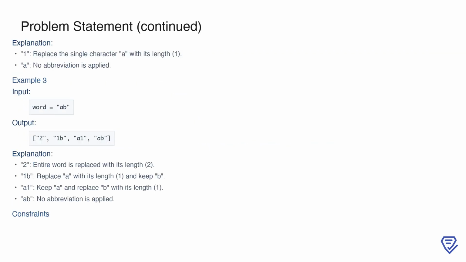For shorter words, the process is simpler. For example, if the input word is "a", there are only two possible abbreviations. The first is 1, where the single character a is replaced by its length, which is 1. The second is a, where no abbreviation is applied, and the word remains unchanged. Similarly, for the input "ab", the output would be 2, 1b, a1, ab. Here, 2 replaces the entire word with its length of 2. 1b replaces the a with its length of 1 and keeps the b. a1 keeps the a and replaces the b with its length of 1. Lastly, ab leaves the word as is, with no abbreviation applied.